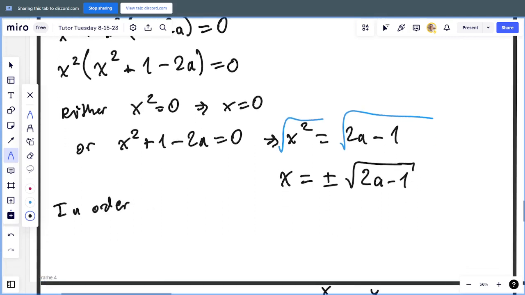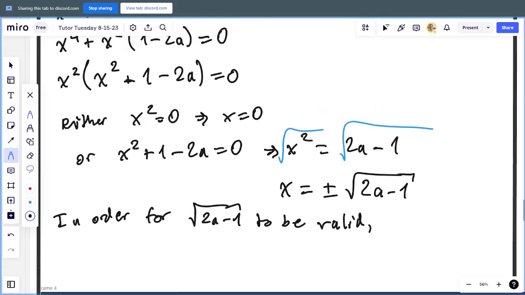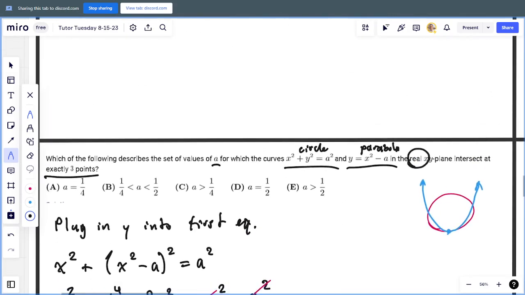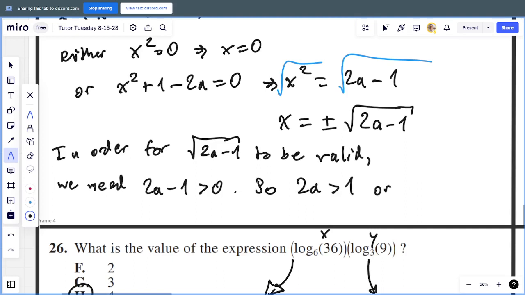In order for the square root of 2a minus 1 to be valid, because we can't have a negative under the square root for real solutions, right, it says real xy plane, we need the value of 2a minus 1 to be greater than 0. So that implies that 2a is greater than 1 if we add 1 to both sides. And if we divide by 2, we figure out that a is greater than 1/2 is our solution here.